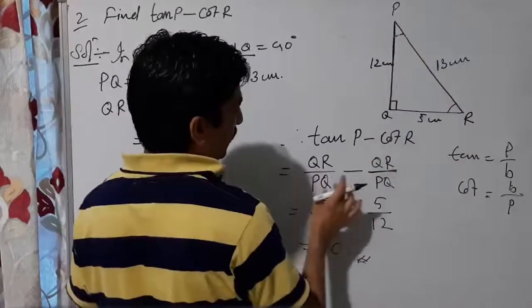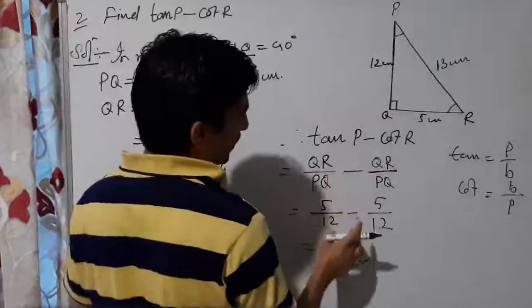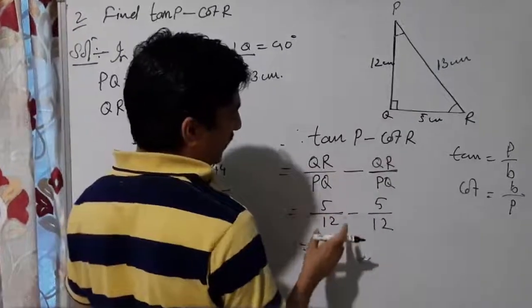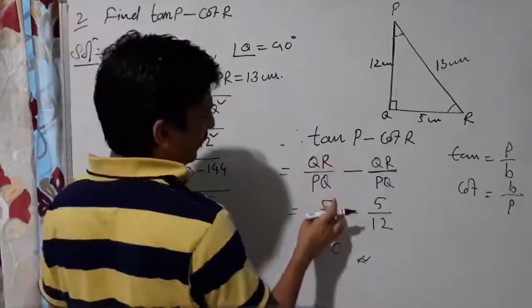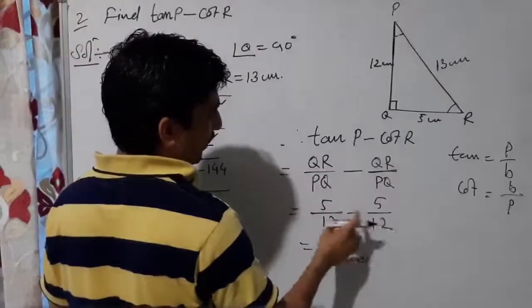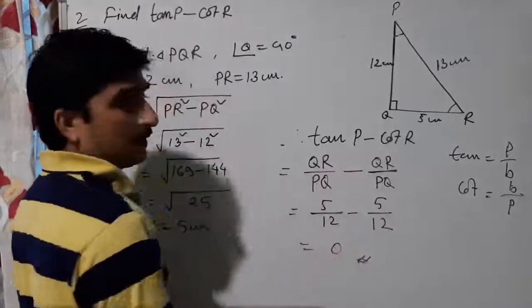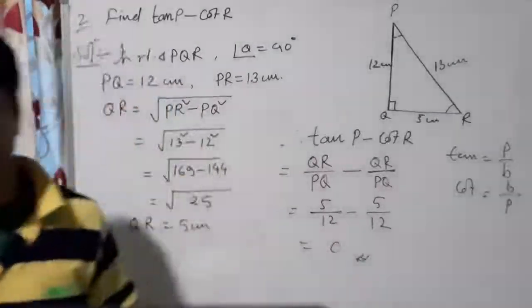So QR by PQ. Directly, QR by PQ minus QR by PQ would have been 0, but here the values are given, so just put the values. 5 by 12 minus 5 by 12 equals 0. That's it, very simple.